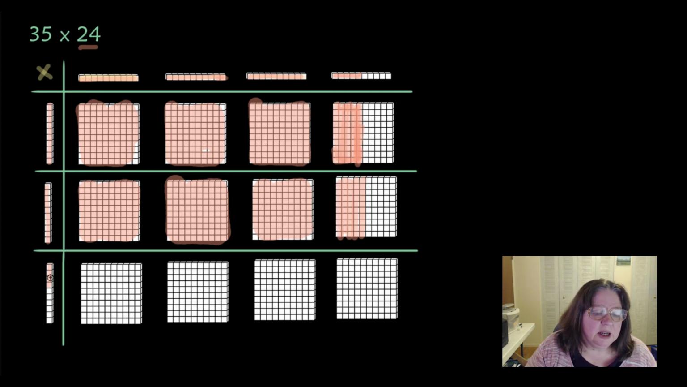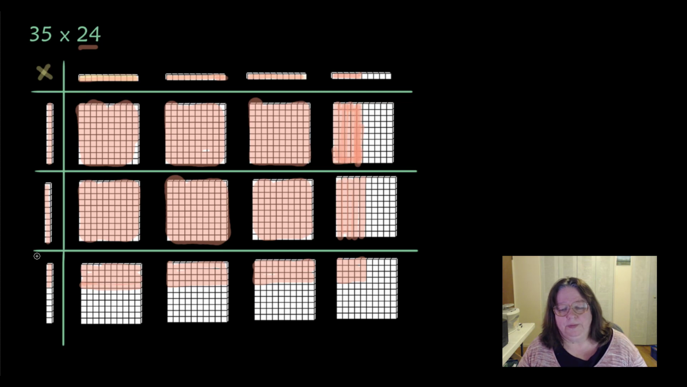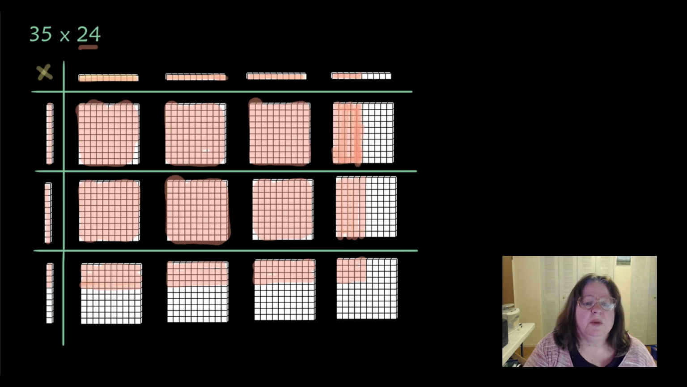Now we have 10 times 4. So I'm going to see where that 4 is. 1, 2, 3, 4. And I'm just going to go straight across. And I still have 10 times 4, so I'm going to do the same thing. Go straight across. 10 times 4. Go straight across. And this one is 5 times 4. So I'm going down 4 and over 5. And see how they do line up. Okay, that's not too bad. I think that's definitely doable.